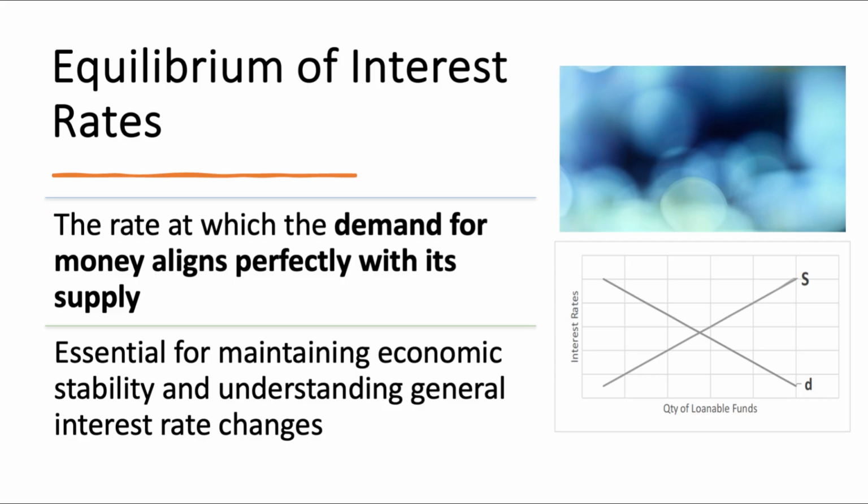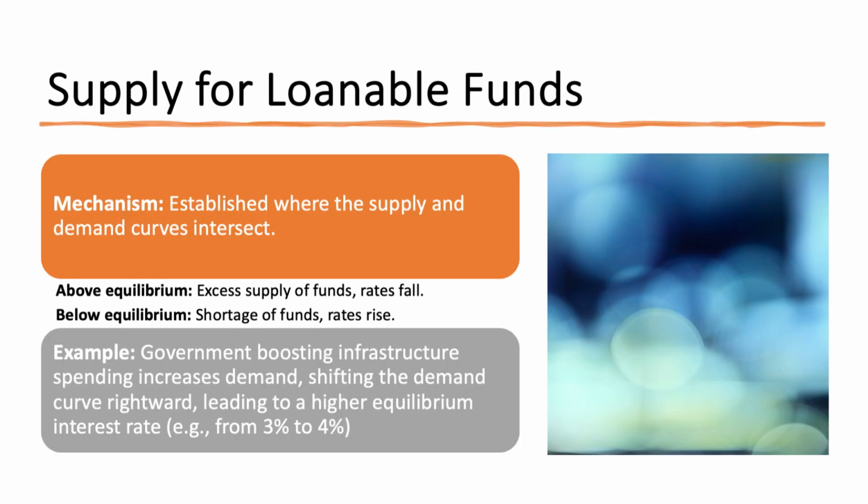Understanding this concept helps us see why interest rates rise or fall and why maintaining this balance is crucial for economic stability. Let's talk about the supply of loanable funds and how equilibrium is established. The interest rate in financial markets is determined where the supply curve of savings intersects with the demand curve for loans. If the rate goes above equilibrium, there will be an excess supply of funds, too many savers and not enough borrowers, so rates will naturally fall. On the other hand, if the rate is below equilibrium, there will be a shortage of funds, too many borrowers competing for fewer savings, so rates will rise.